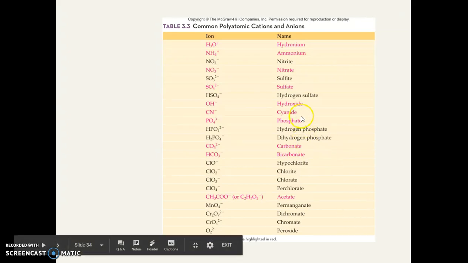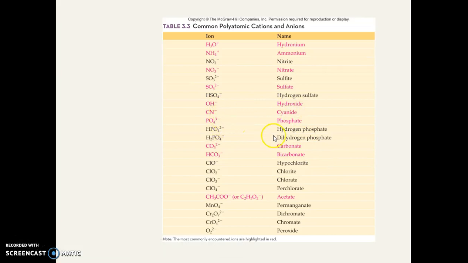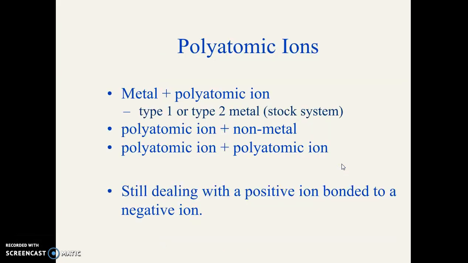Hydroxide is OH with a 1- charge. Cyanide is CN with a 1- charge. Phosphate is PO4 with a 3- charge. And if you look at these, it gives you the formula and the name for all of them. So this makes it really nice and easy for you.